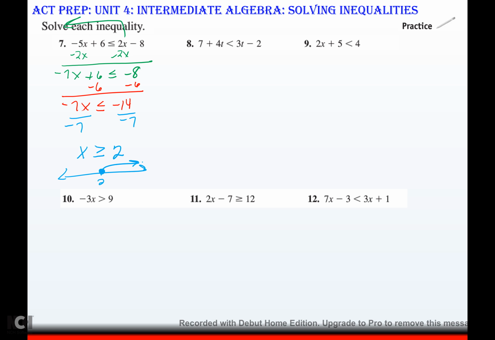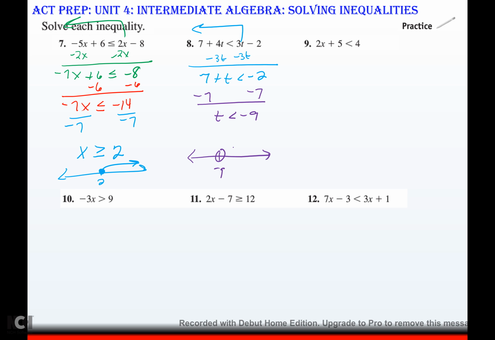Okay? Number 8, I got t's on both sides, so I'm going to move this t over. So minus 3t minus 3t. I get 7 plus t less than negative 2. So to get t alone, I'm going to minus 7, and I get t less than negative 9. So I cannot include negative 9, but anything smaller will be solutions.